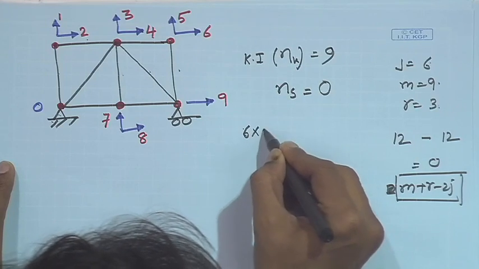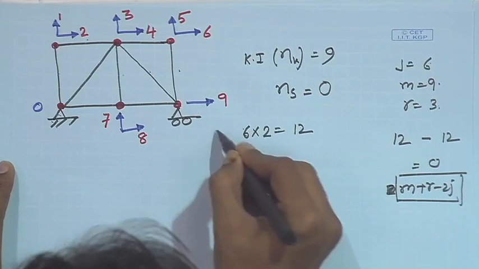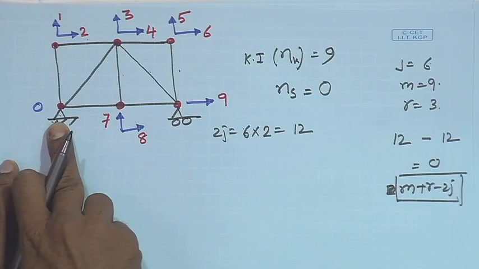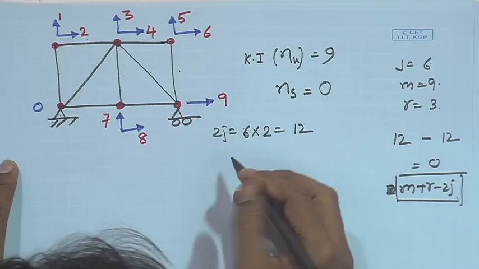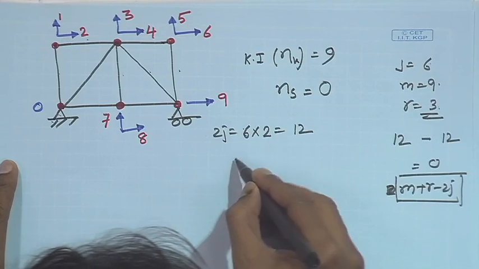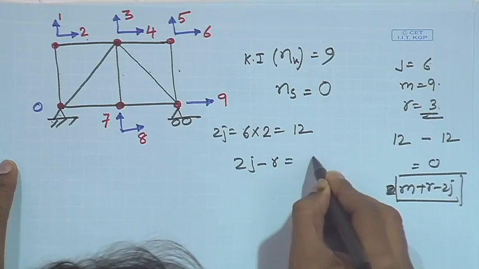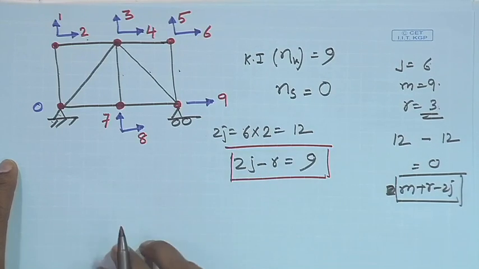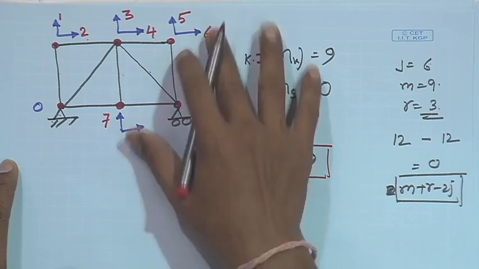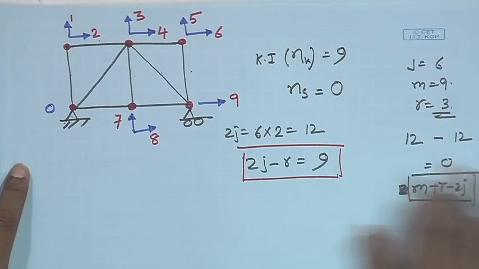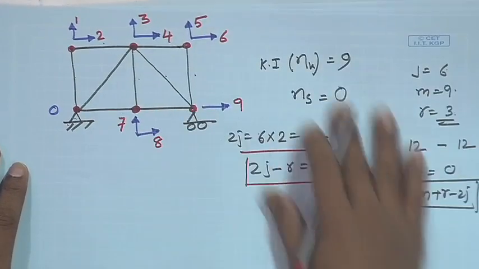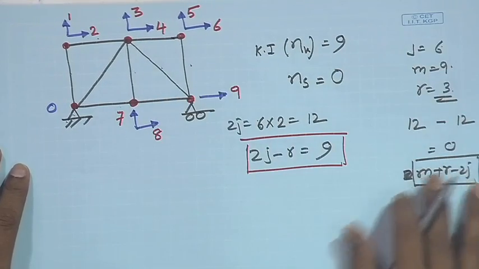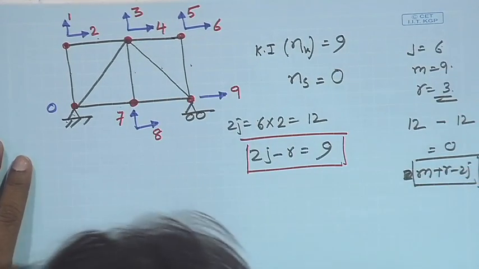is 6 into 2 is equal to 12, meaning 2j is equal to 12, and how many restraints do we have? Here 2 restraints and here 1 restraint. So, r is equal to 3. So, 2j minus r is equal to 9. So, this is the kinematic indeterminacy of this structure. Okay. Now, similarly for any truss you can find out the kinematic indeterminacy in the same way.